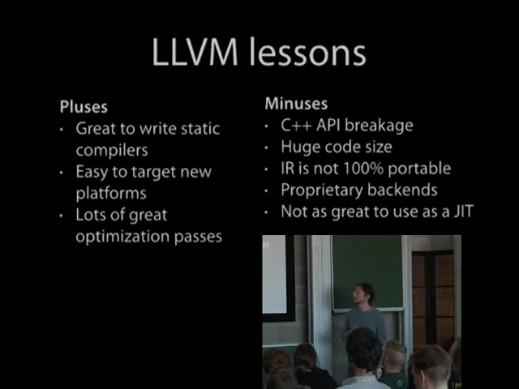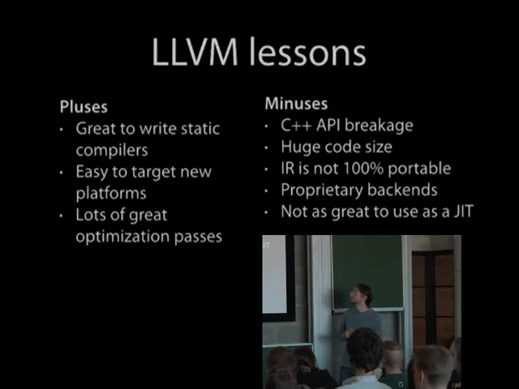On the minus side, if you use the C++ API, it breaks pretty much every release. Every week. So every time we support a new version of LLVM, we need to spend at least a weekend dealing with the API changes. Also, the LLVM code size is pretty huge. In our case, it's pretty close to 20 megabytes, maybe 10 to 20 megabytes for all the modules we use. So it's actually big to embed. If you want to ship something based on LLVM, it can be a problem, I think.